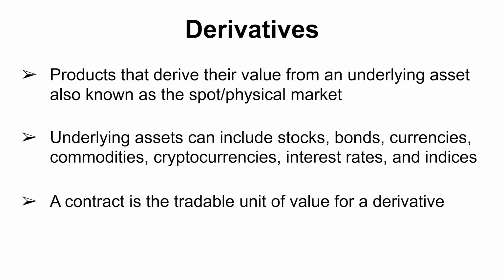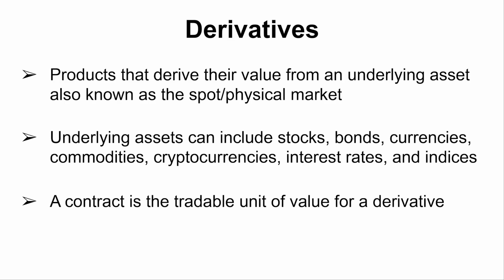Now, what is this something else? Well, this something else stems back to something we talked about in lesson 1, the different types of asset classes. Assets can be stocks, bonds, currencies, commodities, cryptocurrencies, interest rates, indices, market indexes, things like the S&P 500 or the Dow Jones Industrial Average. So, if a derivative is its own financial instrument and it's deriving its value from one of these asset classes, we can start to understand what it actually is.